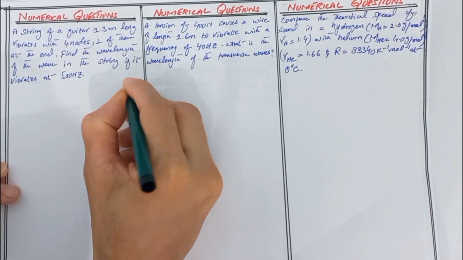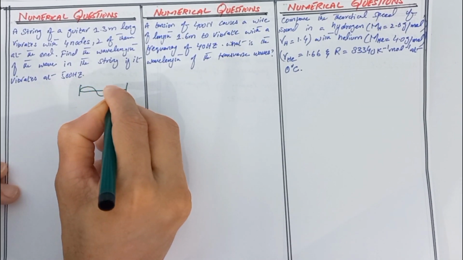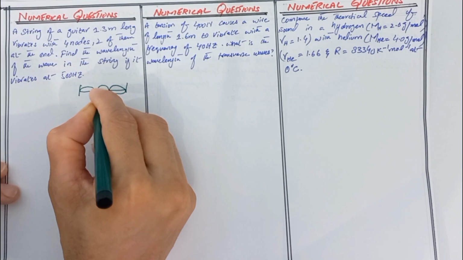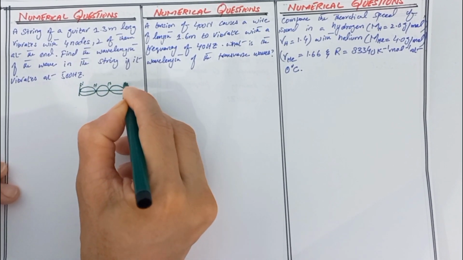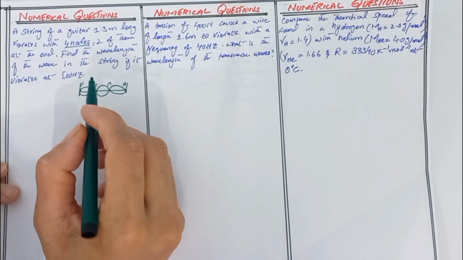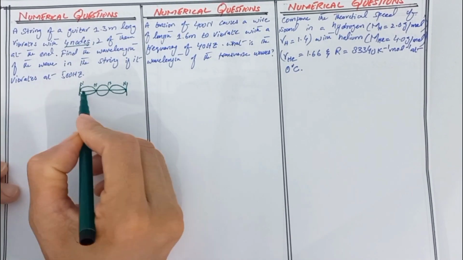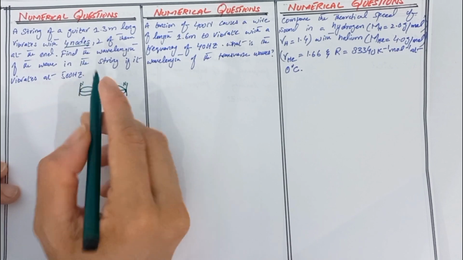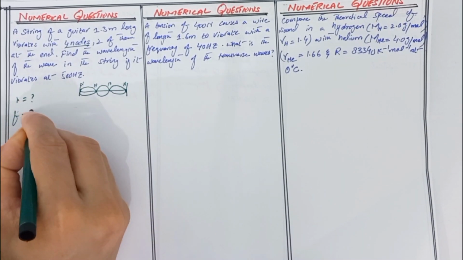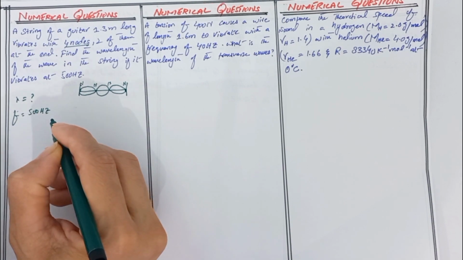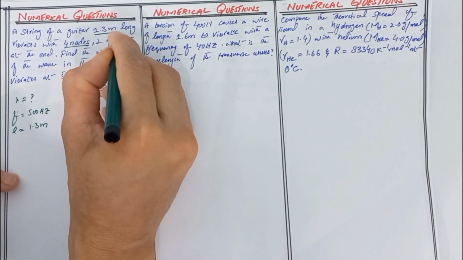So here we take the string that has 4 nodes: 1 node, 2 node, 3 node and 4 node. Here the statement is given, the 4 nodes, so we draw the 4 nodes, and 2 of them at the end. Now we find the wavelength of the wave in the string if it vibrates at a frequency of 500 hertz and length is 1.3 meter.